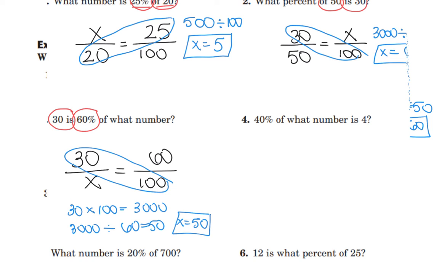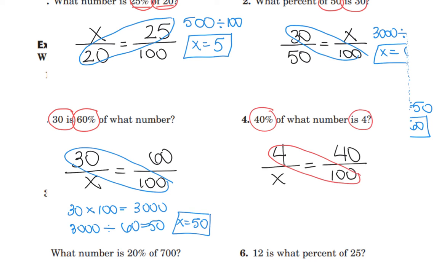Okay, number 4. 40% of what number is 4? So again, set up our proportion, put my 100 in the bottom right. So in the problem, I see 40%. The percent goes over the 100 in the top right, and I see "is 4." So that's my clue that 4 is my part, so it goes top left. So we're missing the whole. So we're going to cross multiply. 4 times 100 is 400. Then I'm going to divide by the leftover number, which is 40. So 400 divided by 40 gives us 10. So X equals 10. That's the missing whole.